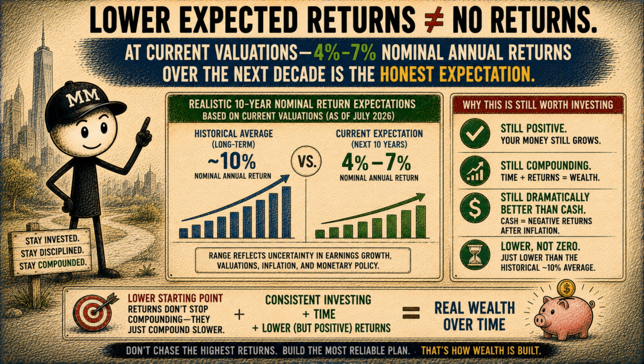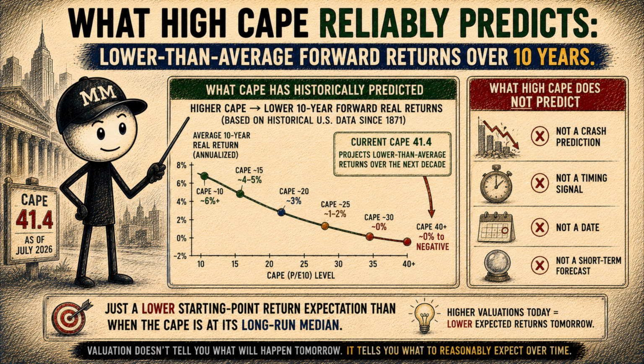The model projection of approximately negative 1% real annual return over 8 years from the current Buffett indicator level reflects this relationship. An investor deploying capital today should expect lower returns over the next decade than the historical average of 10%, probably somewhere in the range of 4% to 7% nominal annually if history is a guide, before fees and taxes. What high valuations do not reliably predict: the timing or size of a correction.